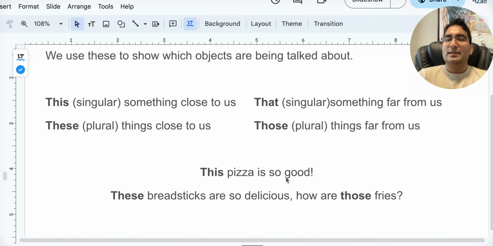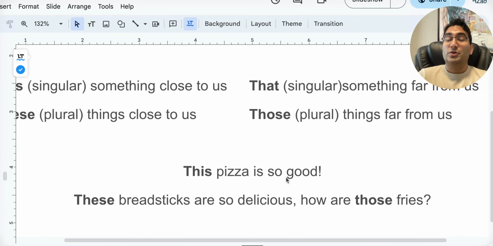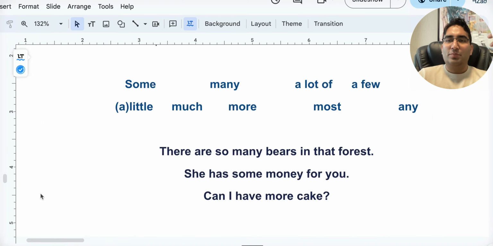Now let's look at this sentence here. This pizza is so good. This, which means it's one. It also means it's close to me. I can see it. This pizza is so good. Now if I say these breadsticks, again, these means it's close to me, and it's plural, so it's multiple breadsticks, are so delicious. How are those fries? So those means it's far and it's multiple, more than one fry. That's how you want to practice this.